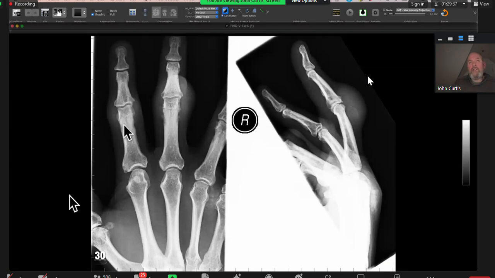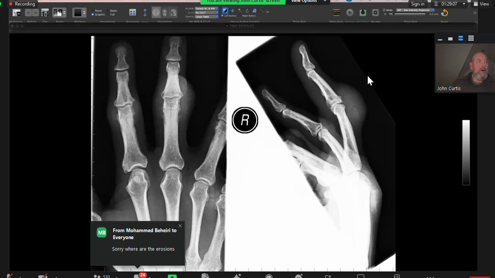Tophaceous gout, so we've got juxta-articular erosions, and the hallmark of gout is the fact that the soft tissue swelling around the joint is dense, because the uric acid and calcium combine to form this dense tophaceous soft tissue density. You can see it here as well and here.